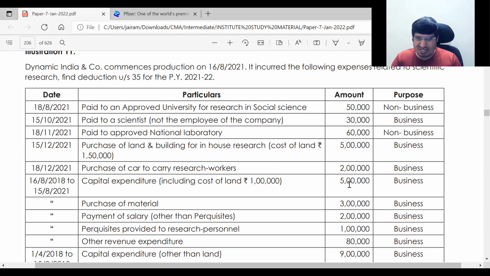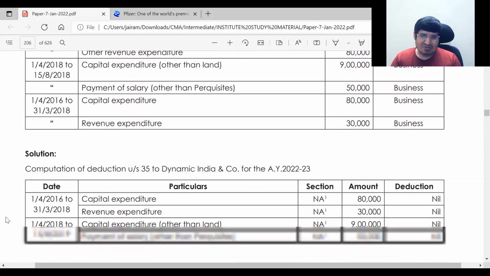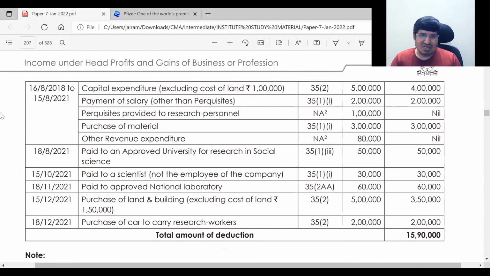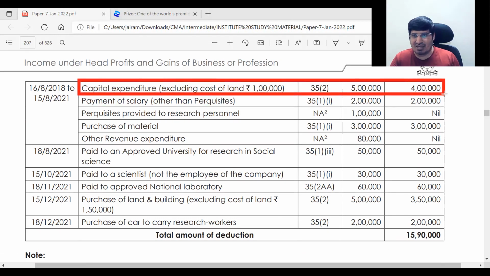ठीक है, so in the first case he'll get 4 lakhs, correct? 4 lakhs, 3 lakhs और 2 lakhs, बस इतना मिलेगा. ये है, this is the 16/8/2018 to 15/8. ठीक है, here he has got 4 lakhs. ठीक है, this is the first one, he got 4 lakhs. Last column, एकदम right most column is a deduction. ठीक है, so ये हो गया.